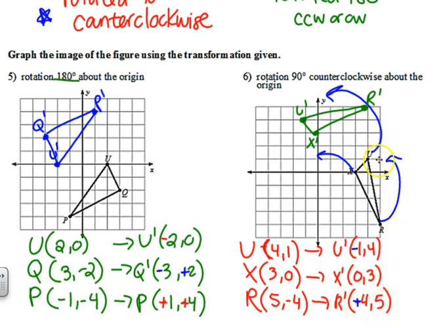Then I looked at each individual pair. So U's going to go counterclockwise, so it's going in this direction. U's going to go from this quadrant to this quadrant, which is negative, positive. So I had to make the 1 negative. X is going to flip up to this y-axis, which was positive, positive. And then R is going to flip up to this first quadrant, which is going to be positive, positive. So I had to make that 4 positive. Then I just graphed them all.